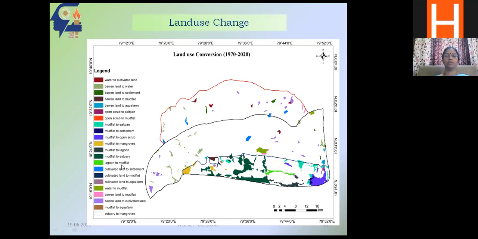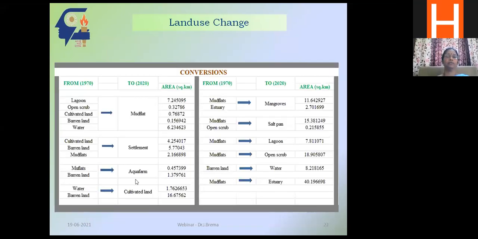So the changes were understood like this. Lagoon has been converted to mud flat, and mud flat has been converted to estuary. Again, this sort of study is not easy without remote sensing tools, because you are dealing with an area of 19,957 square kilometers, this catchment area. So it was quite easy to do that. Within 2-3 days, we could complete this work, and we quantified how much area changed.